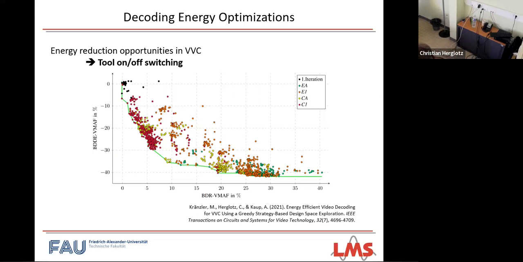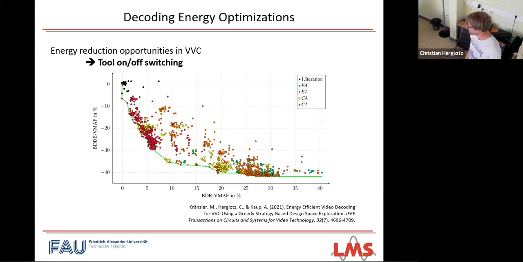Yeah, and then depending on what you want to have, you could choose a target bit rate. For example, here 5% does not seem too much in terms of a higher bit rate, but still, if you have 30% energy savings for the decoding, that is quite cool, I think. So it's quite a nice trade-off. And depending on that, you would be able to choose.